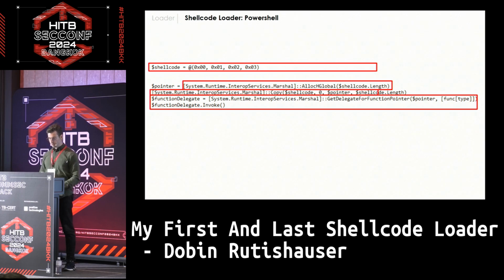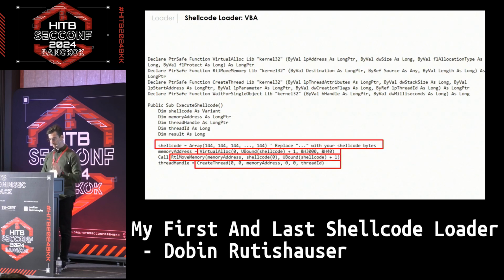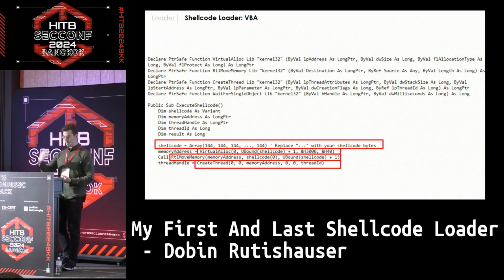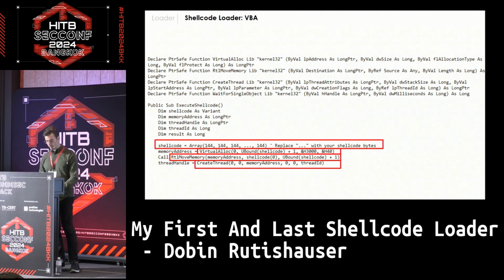It's also allocating memory, copying the shellcode, and then executing it. You can also do it in PowerShell: shellcode in a variable, then AllocHGlobal, copy, then get a function pointer and execute it. You can even do it in Visual Basic for Applications in Word. So you can import ntdll or kernel32 and do the same stuff.